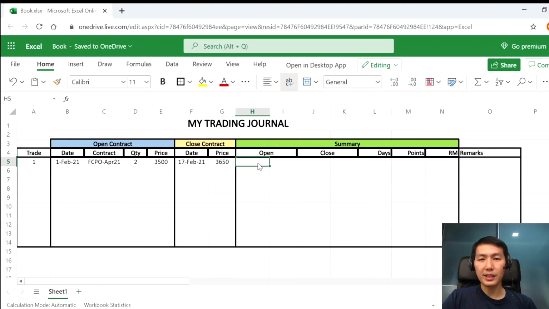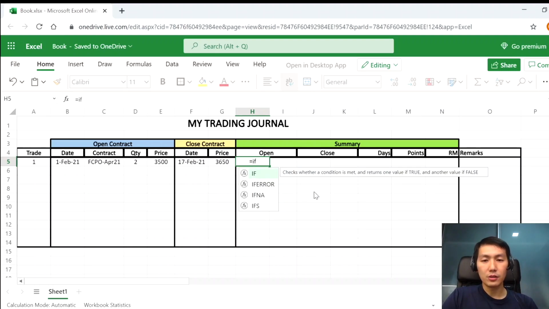Now that we have already closed our trading position, on the summary section, on the opening section on the left, this is where we can input some simple formulas to see what this opening position is, whether it is a long position or a short position. This is a very simple formula. Here you type in equals IF with an opening bracket.